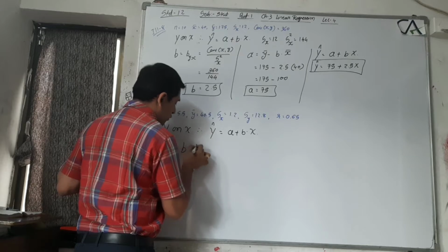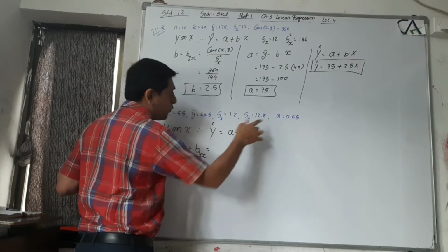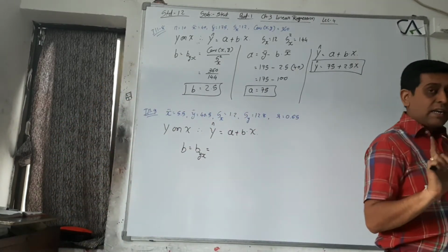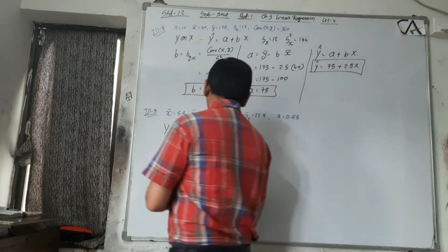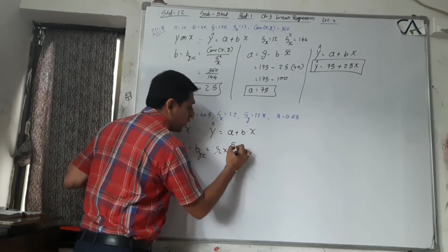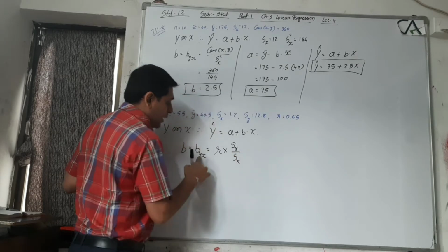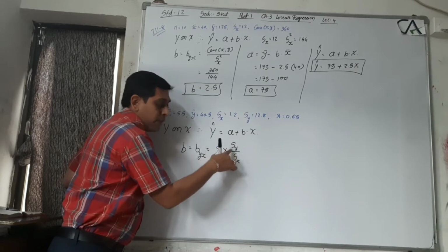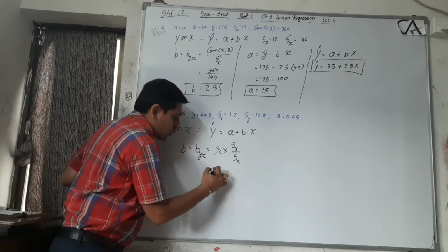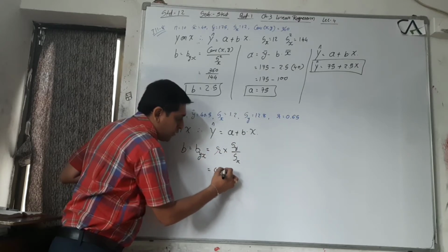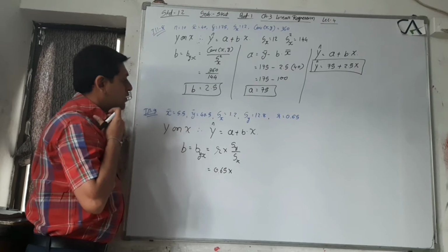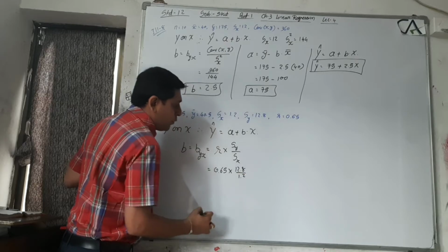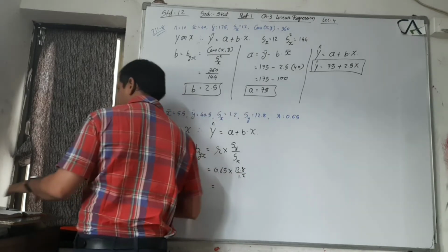So here, first of all, B, that is BYX, is equal to which formula do we have to use? When the correlation coefficient R is given, we have to use the formula R into Sy upon Sx. Why Sy upon Sx? First is Y, then X. That's why in the numerator Sy, in the denominator Sx. Okay. So R is equal to 0.65 into Sy is equal to 12.8 upon Sx is equal to 1.2. Now multiply and divide it.